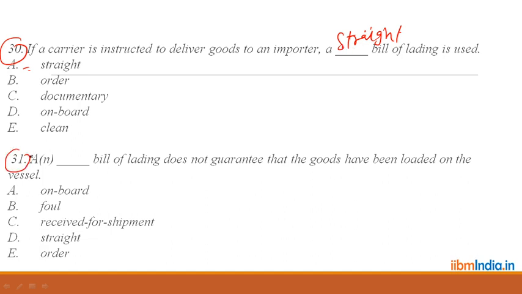Question number 31. A or an bill of lading doesn't guarantee that the goods have been loaded on the vessel: on board, foul, received for shipment, state or order. A received for shipment bill of lading doesn't guarantee that goods have been loaded on the vessel. C is the correct answer.